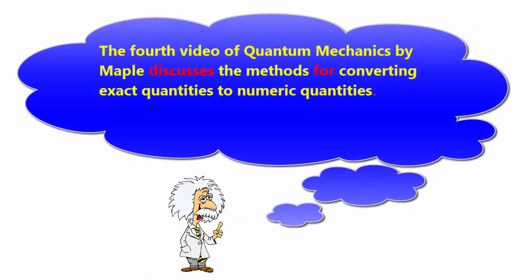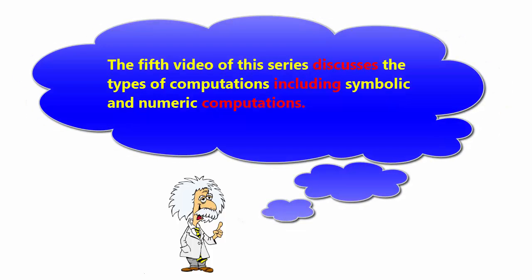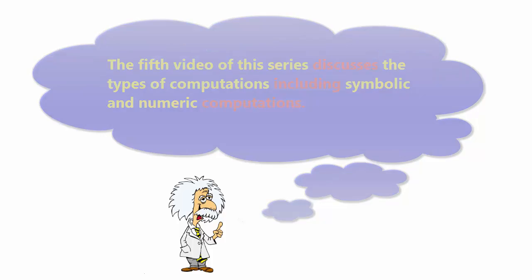The fourth video of Quantum Mechanics by Maple discusses the methods for converting exact quantities to numeric quantities. The fifth video of this series discusses the types of computations, including symbolic and numeric computations.